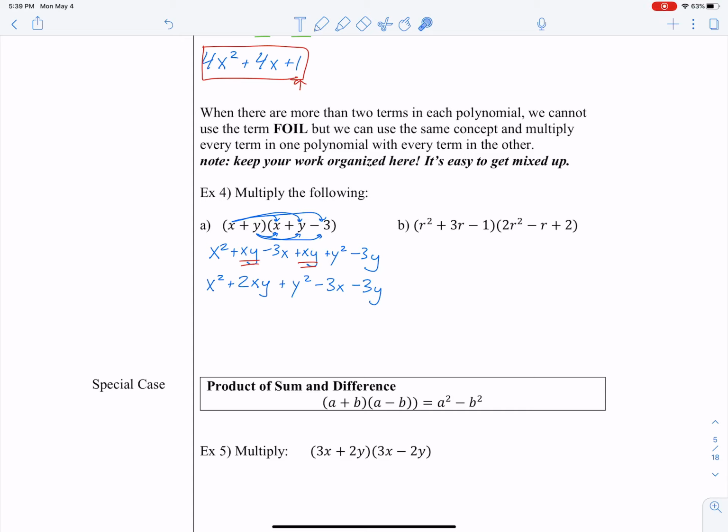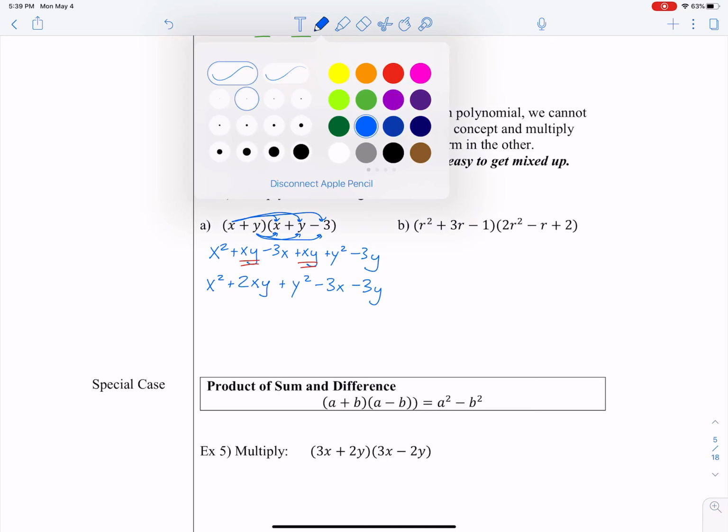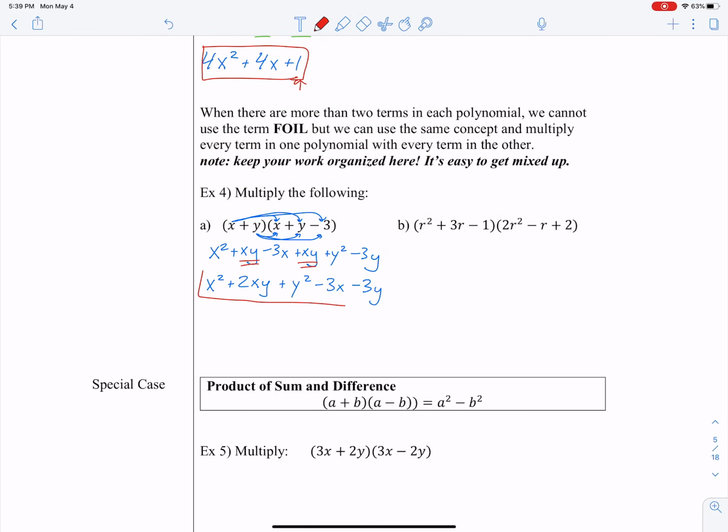So remember, I'm writing terms with the highest power in the front. So this is a power of 2. This is 1 and 1. So this is a power of 2. This is a power of 2. So these three are at the front. It doesn't really matter how I organize them. And then this just has a power of 1, and this has a power of 1. So those are further to the back. So that's my final answer for this one.